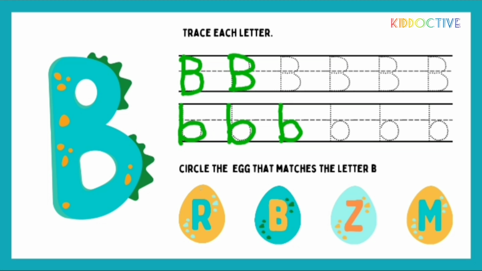Now tell me, circle the egg that matches the letter B. Which letter looks like this letter? Yes, the second one.